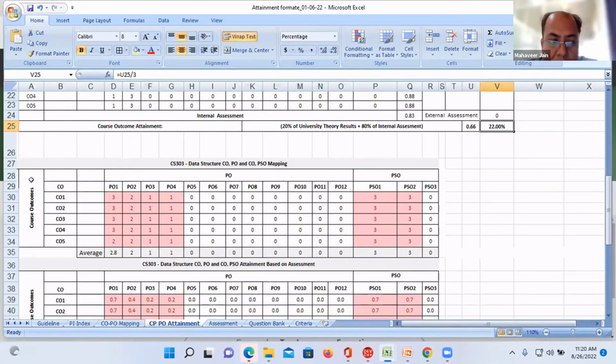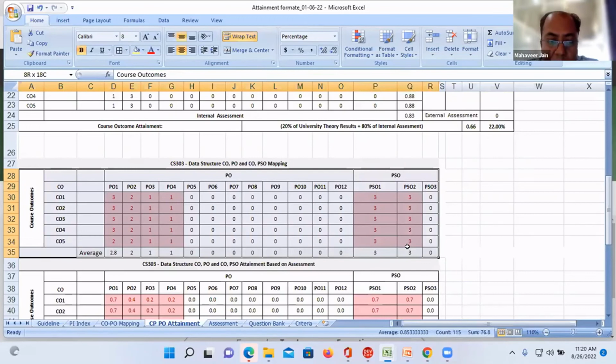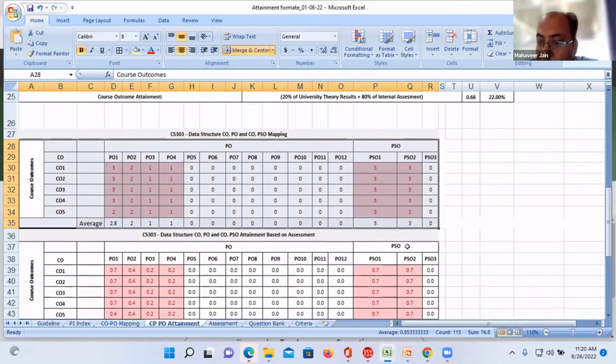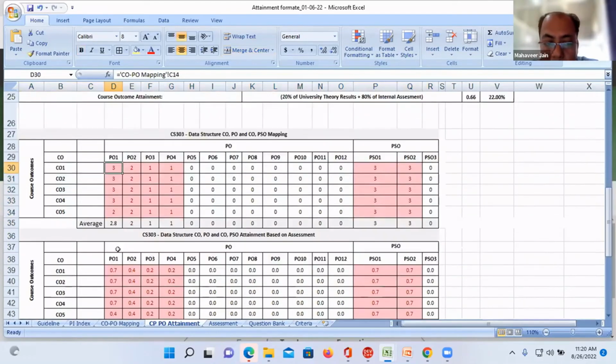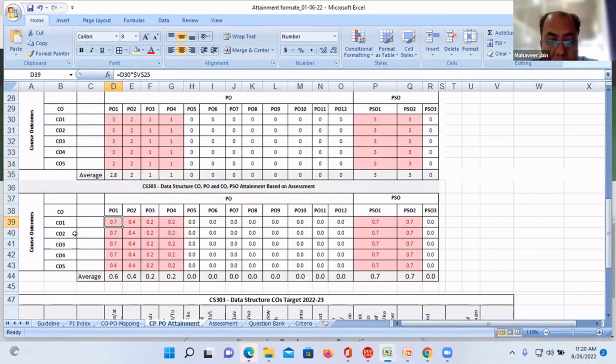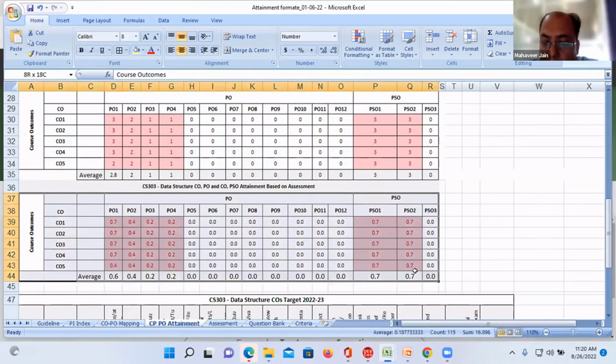So this is the mapping. The first, the highlighted one, is the CO-PO mapping that we did in the previous sheets. So this is the mapping, the highlighted one. Then what will be my PO attainment level? For that I need to take the percentage. If my CO attainment level is 22%, then there is a mapping of CO1 and PO1 of 3. Then what will be the 22% of 3? That is the 0.7. So in the next highlighted table, there is the 0.7.